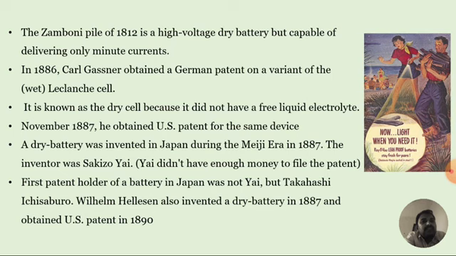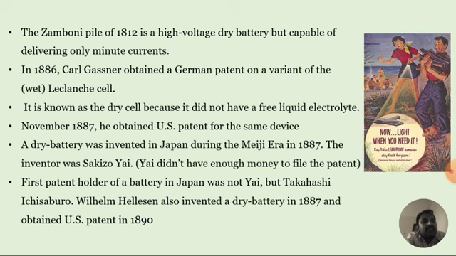A German inventor in 1812 made a high voltage dry battery, but it was capable of delivering only minute currents. A lot of development happened in batteries. That battery was invented, but the power supply lasted only one minute. Later Carl Gassner obtained a German patent on a variant of the Leclanche cell, which is a dry battery. Later it became known as the dry cell because it does not have any free liquid electrolyte. We already discussed that it is in paste form.